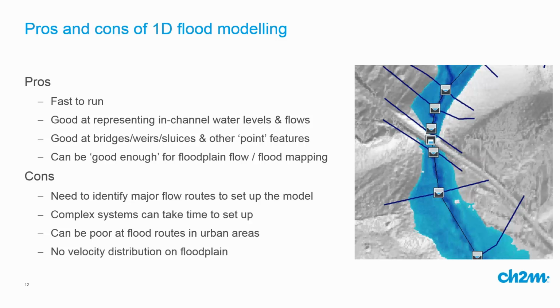It can be poor at modelling the flow routes through urban areas along streets and that type of thing. It's not particularly good at that. And on the floodplain, we've got no velocity distribution, so you can't go on and calculate things like hazard estimates, where the hazard is a function of both the local velocity and the local depth at a point.